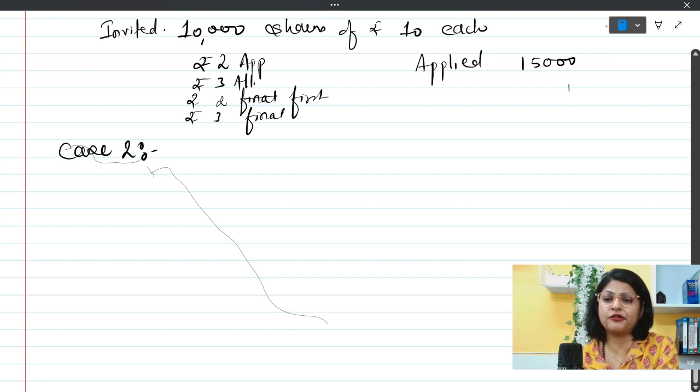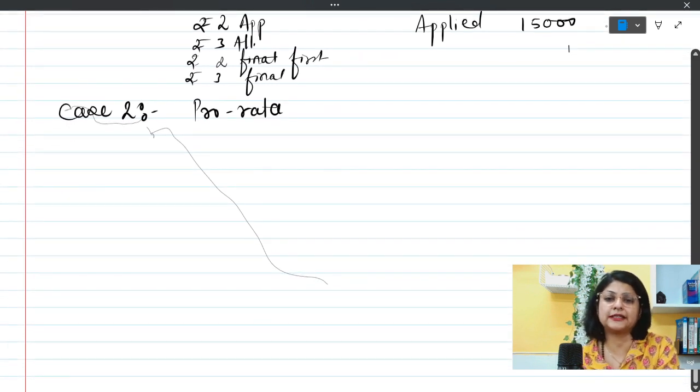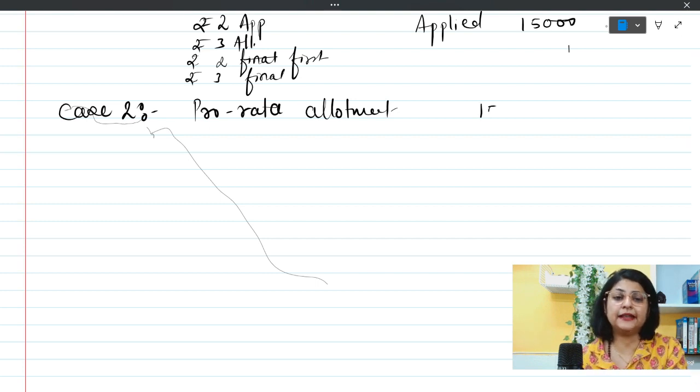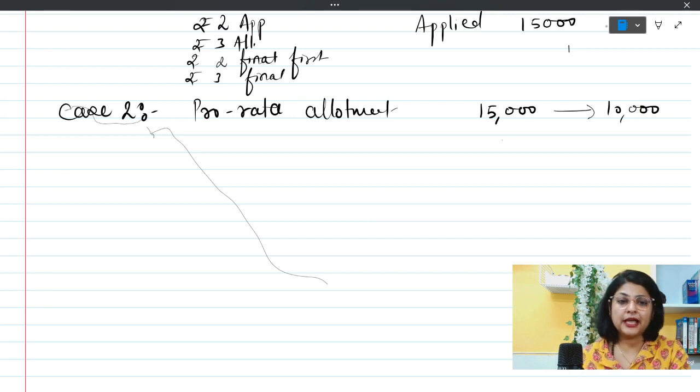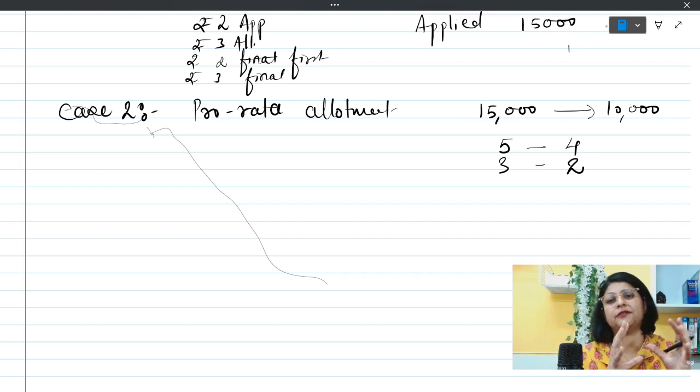Case number 2 of oversubscription is pro rata allotment. What is pro rata allotment? We are understanding in today's class. Pro rata allotment is when the directors of the company decide that okay, these 15,000 applicants of shares will not be rejected. Everybody will get shares, but all of these people are going to get only 10,000 shares. Means what? If somebody has applied, let's say, for 5 shares, that person may get 4 shares. Somebody has applied for 3 shares, so that person is going to get 2. Like this, the company is dividing these 10,000 shares among these 15,000 applicants.